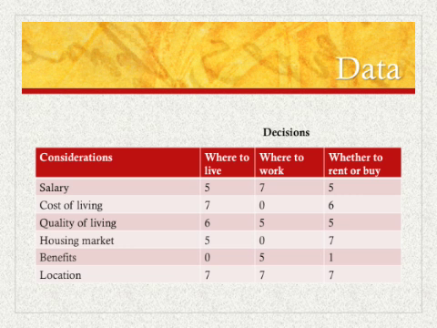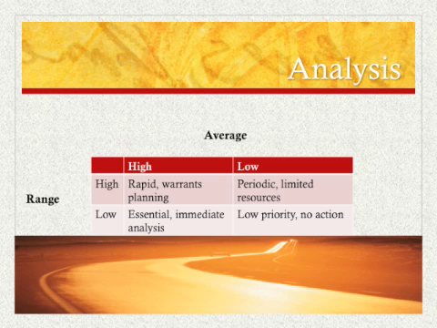With the help of an expert, the decision maker ranked each selection on a 0 to 7 scale, as shown in this table. From this graph, we can analyze the relative importance of the data we collected. If it is a high average and low range, it's essential, requiring immediate analysis. If it's high average, high range, it's rapid and warrants planning.